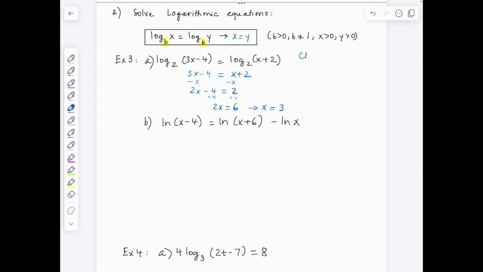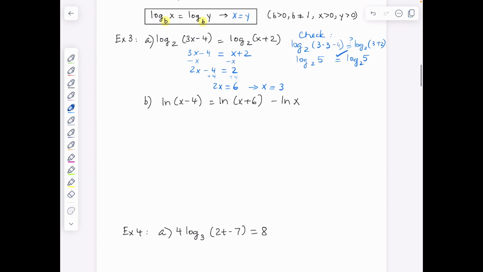Now, let's check our answer. To check, you substitute it back in the log equation. So we have log base 2 of 3 times 3 minus 4. And the other side, we have log base 2 of 3 plus 2. So on this side, that's log base 2 of 9 minus 4, which is 5. And on the other side, log base 2 of 3 plus 2 also gives you 5. So at the end, as you can see, the left side equals the right side.